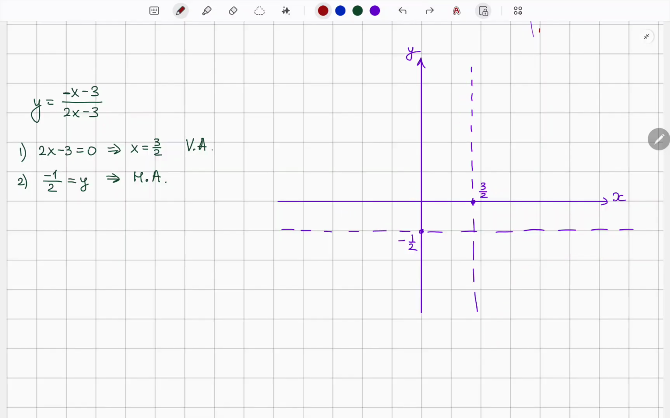So I have to decide which position is correct. In order to do so, I choose a sample point. It's x equals 0. It means y is going to be, so these two terms disappear because they're zeros. So the ratio of the free or constant terms, minus 3 divided by minus 3, it's 1. So y equals 1.